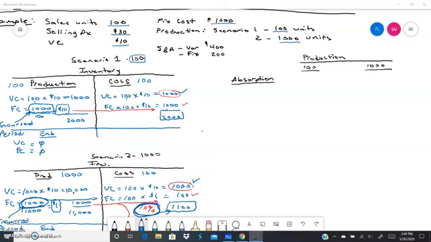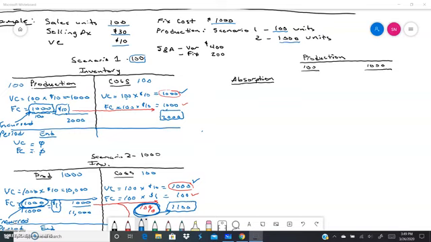This is chapter 21, part 3. So we're going to continue on with variable costing. The last topic we're going to discuss is the income statement, under both absorption and, contrast that to the income statement under variable costing.